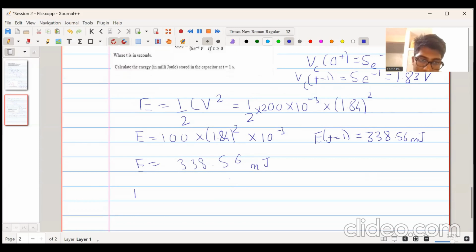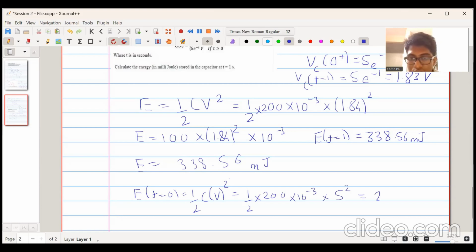Similarly, the energy at t equal to 0 will be half into C into V square at t equal to 0. At t equal to 0, the voltage is 5 volts. So that will be half into 200 into 10 to the power minus 3 into 5 square. That actually is 2500 millijoule. Any doubts in this? No, sir.